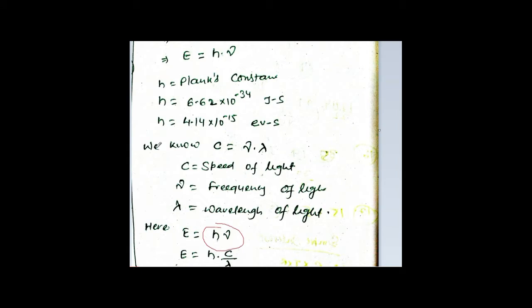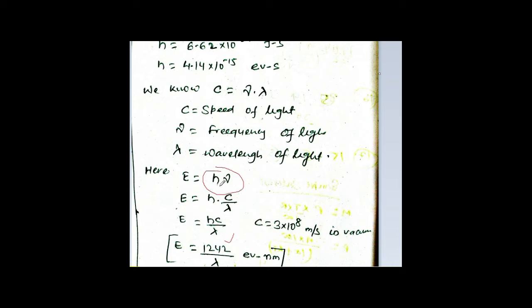Okay, so we know that c is equal to frequency into wavelength. Wavelength is in meters and frequency is per second, so meter per second is the unit. So c is the speed of light, nu is the frequency of light, and lambda is the wavelength of light. So E will be, according to Planck's law, E equal to h nu. Nu can be written as c by lambda, so the formula becomes hc by lambda.